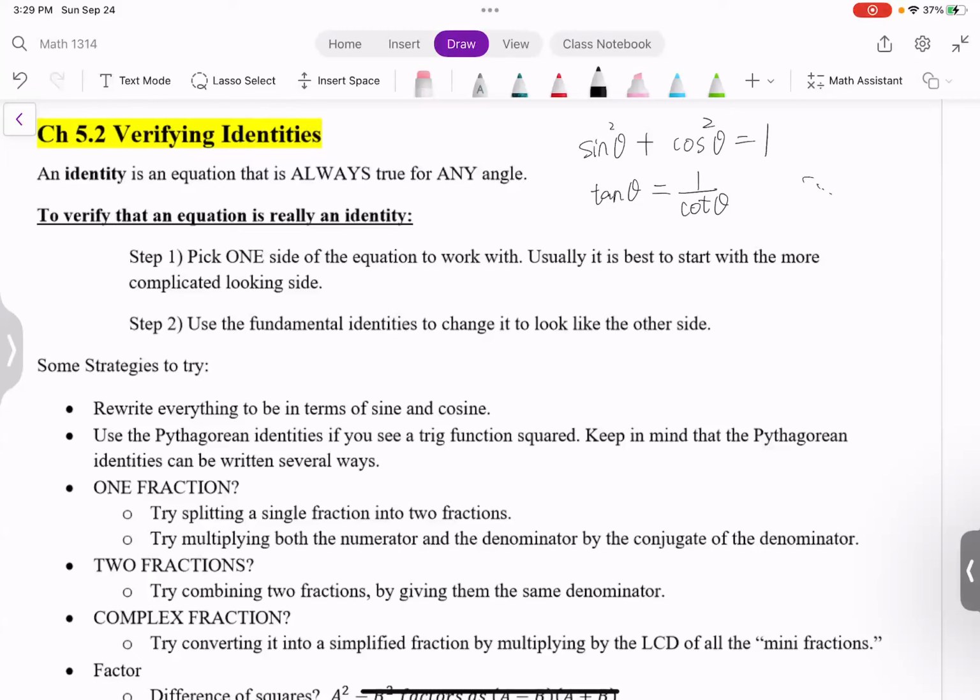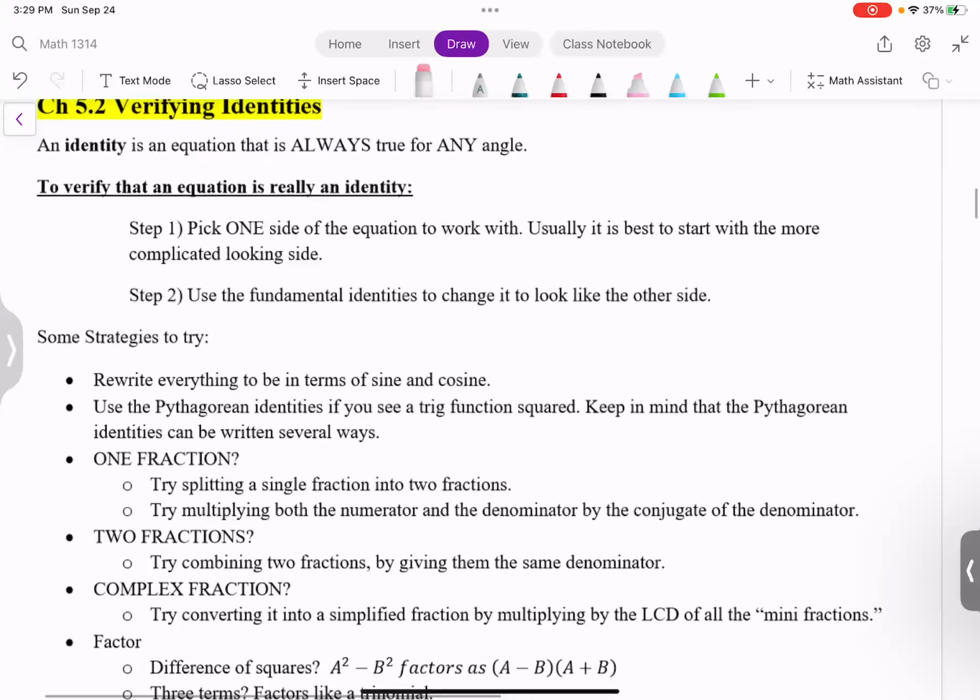Chapter 5.2 is verifying identities. We want to prove our left-hand side equals the right-hand side. Here are some methods. First, we can pick one side of the equation to work with. This is the first step. And usually it is best to start with the more complicated looking side.